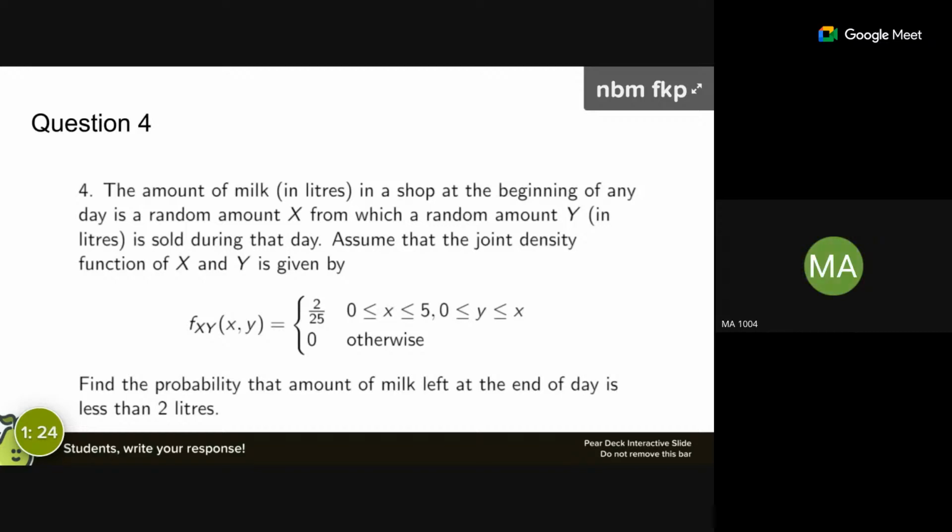Ma'am, is it x minus y less than 2 or less than or equal to 2? Less than 2 liters, right? We want strictly less, right? Yes, less than 2, I think. Less than 2. Yes.